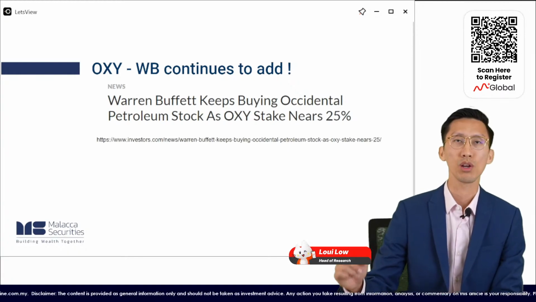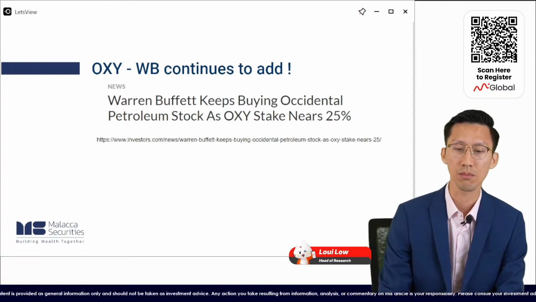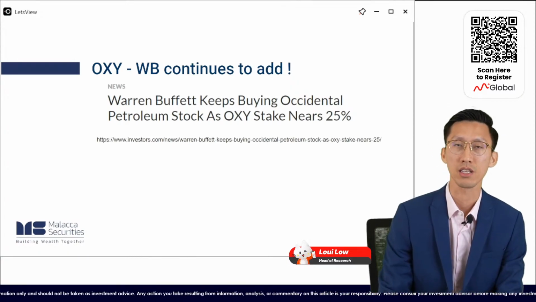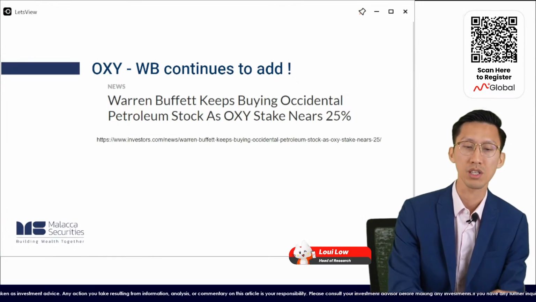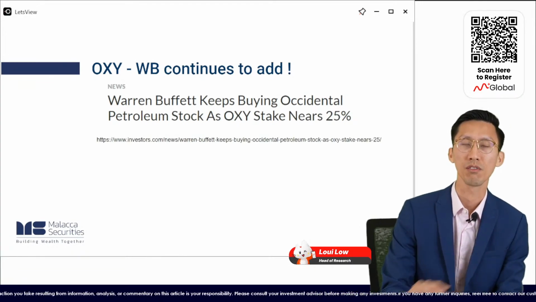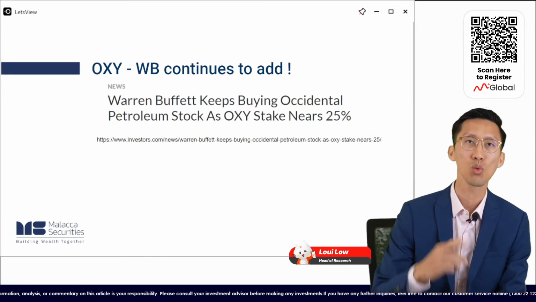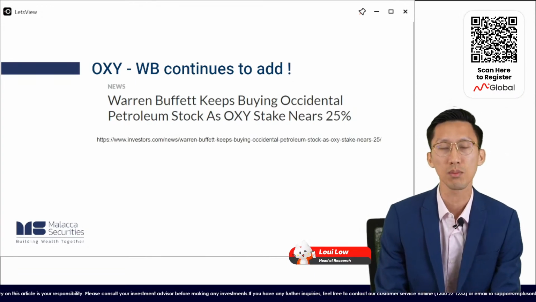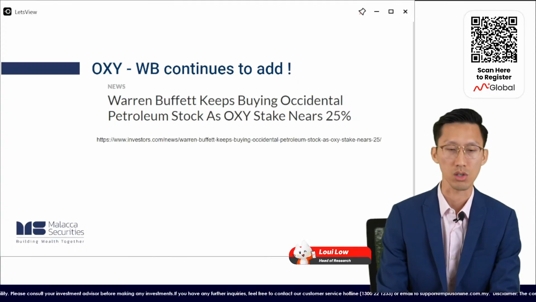Next we are going to talk about Oxy. Warren Buffett has kept on buying Occidental Petroleum stock, and this has been in the news several times. Throughout this period, although it has not really been performing, Warren Buffett sees opportunities in this company. What is the reason behind it? Early on, people did ask me to deep dive into Oxy. Perhaps one day we will do that, but today the focus is on Nvidia.